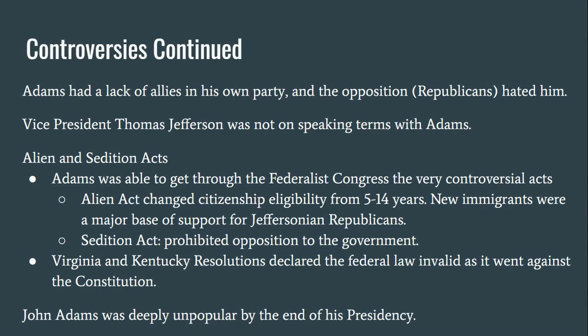Some states even openly defied the federal law. Virginia and Kentucky passed resolutions declaring the law invalid as it went against constitutional rights. By the end of his presidency, John Adams was deeply unpopular and would go on to lose to Thomas Jefferson in the pivotal election of 1800.